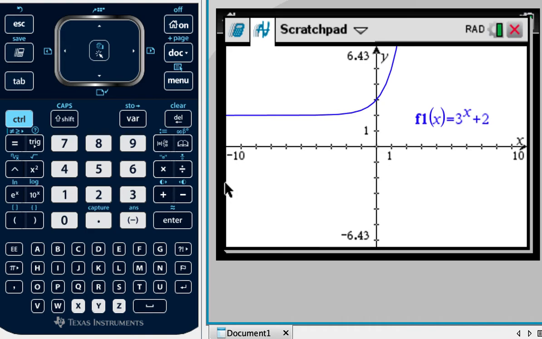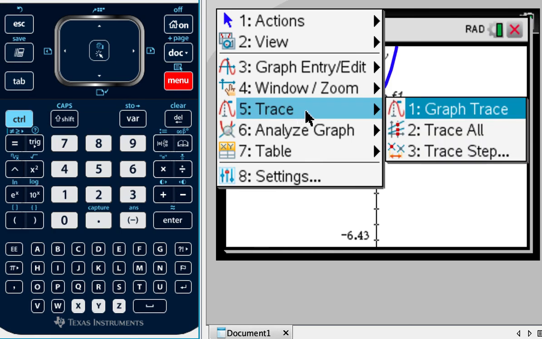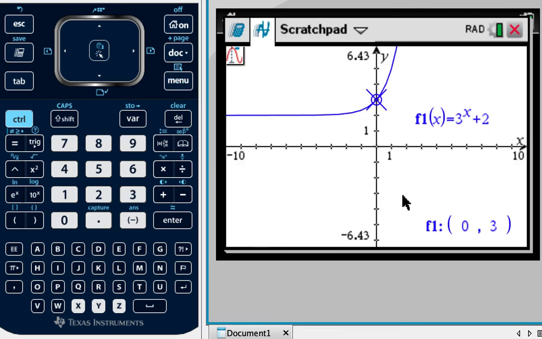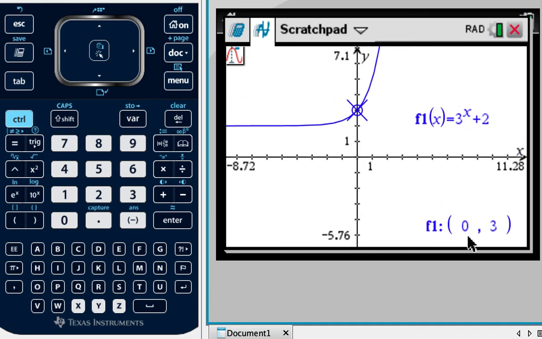The equation of where it cuts the y-axis. Where's that value? Well, two ways to do this. We could put 0 in here, and 3 to the power of 0 is 1. Add 2, so this value is 3. We can count 1, 2, 3, or we can use menu, trace, graph trace, and then hit 0, and it tells us 0 and 3.